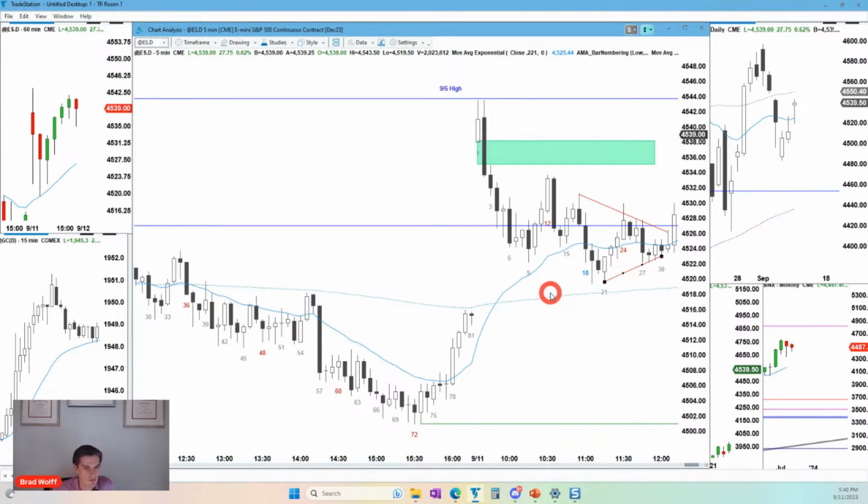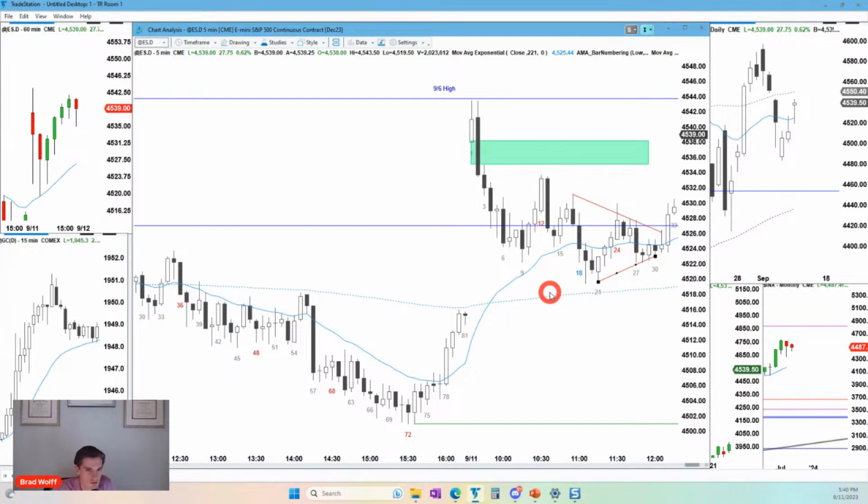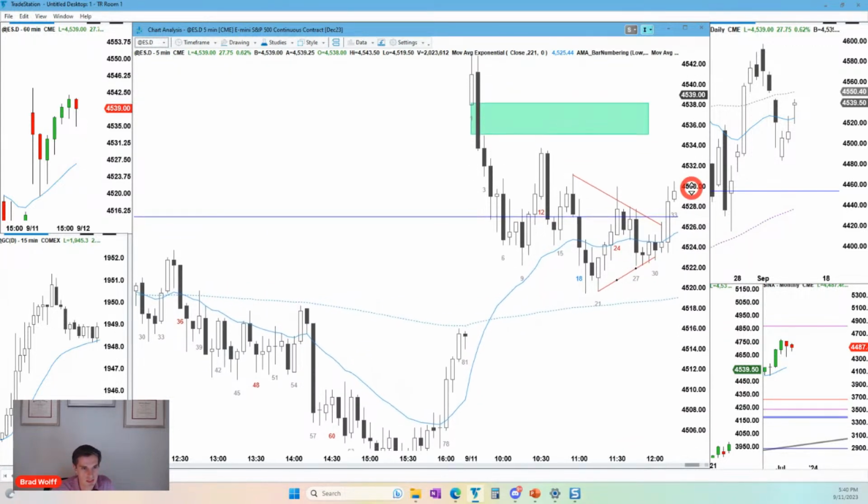Are we always in long? We might be. Strong enough bull bar. You can probably buy the close. Better to wait for follow through. Follow through 33. Do you buy the close? You might. It's a weak follow through bar. Tail above 32. Tail above 33.